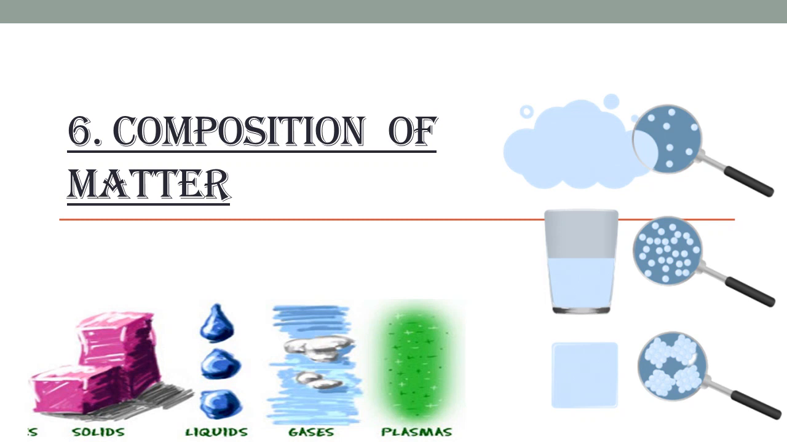So student, in this chapter we are going to see the composition of a matter. First of all student, what is a matter? So matter is everything around us which occupies space and has a volume. This is called as a matter. So let's start the chapter.